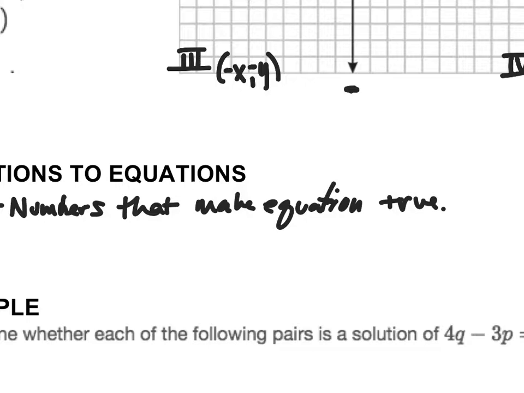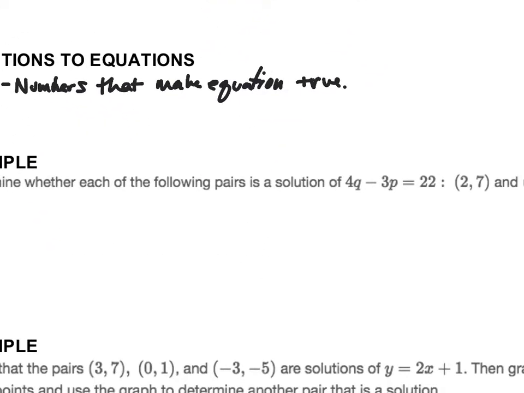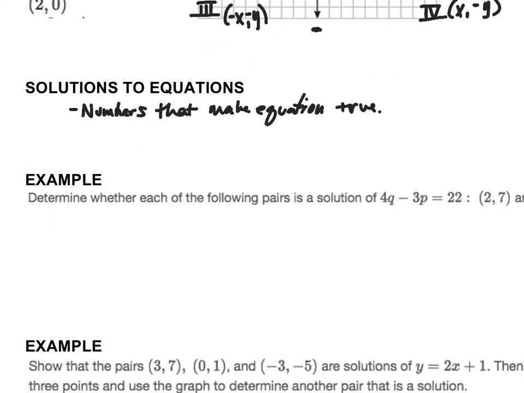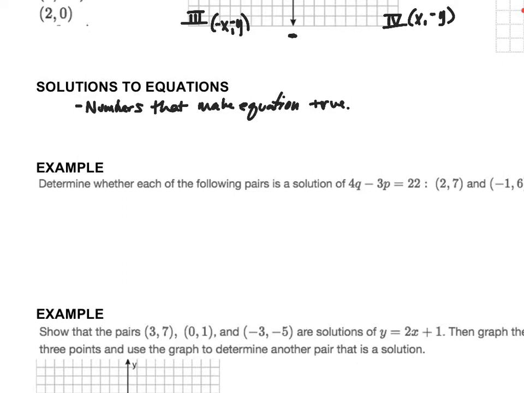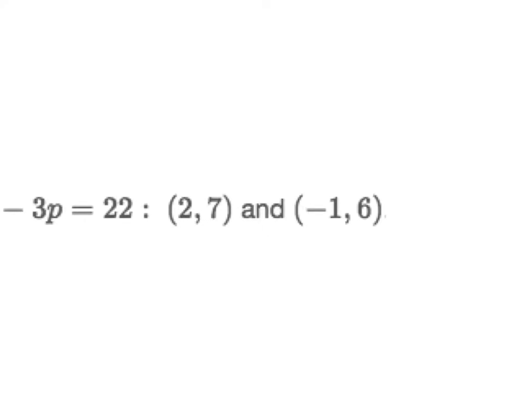So what we have here is we want to determine whether each of the following pairs is a solution to the equation 4q minus 3p equals 22. What I had talked about here was that typically your solutions come in x, y form, or your points come in x, y form when you have points like this.